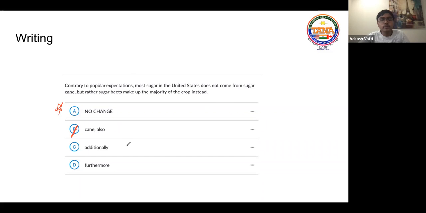Additionally, that doesn't work either because as I just said for B, you're saying instead of sugarcane, it's sugar beets, and additionally does not imply that. Furthermore, that same reason as C and B, it doesn't imply instead and just says, oh, on top of sugarcane not giving it, sugar beets make up the majority. So that doesn't work either. And therefore, A is our answer.